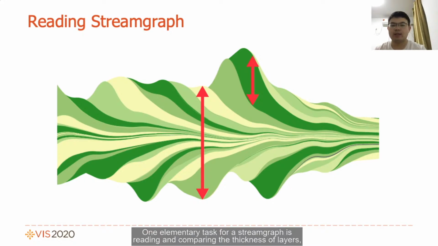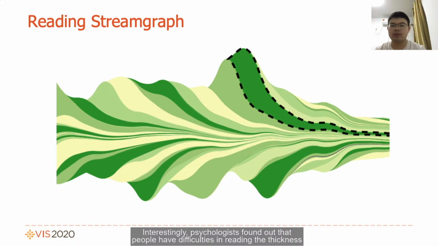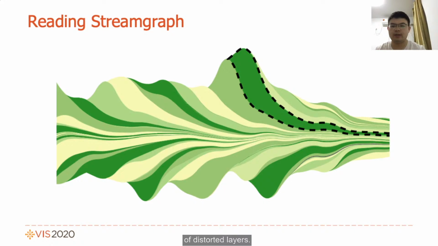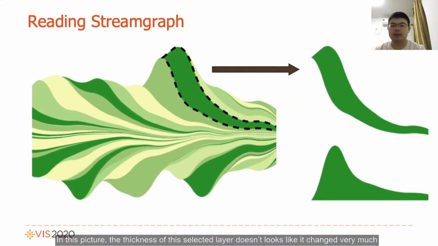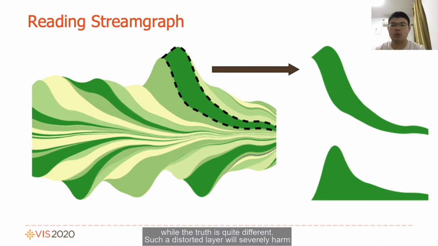One elementary task for a stream graph is reading and comparing the thickness of layers. The difficulty of completing this task directly reflects the readability of a stream graph. Interestingly, psychologists found out that people have difficulties in reading the thickness of distorted layers. In this picture, the thickness of this selected layer doesn't look like it changed very much, while the truth is quite different. Such a distorted layer will severely harm the readability of a stream graph.